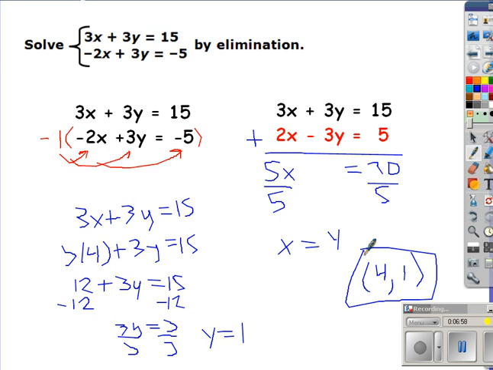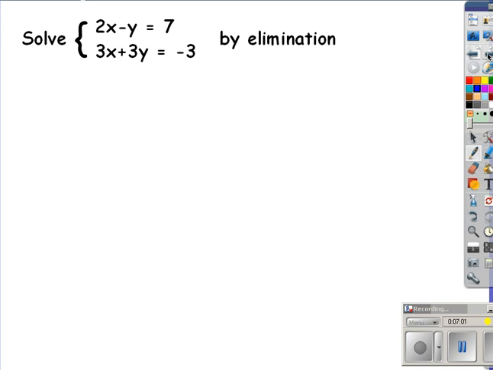Okay. Let's try another one here. So I'm going to look right away, see if they work without me changing anything. If I add these two equations together, 2x plus 3x ends up equaling 5x. Negative y plus 3y is 2y, and 7 minus 3 is 4. So as a quick check, when I add these together, they don't quite work. They don't eliminate the variables. So I can't just leave it alone. So I'm going to have to change these a little bit.